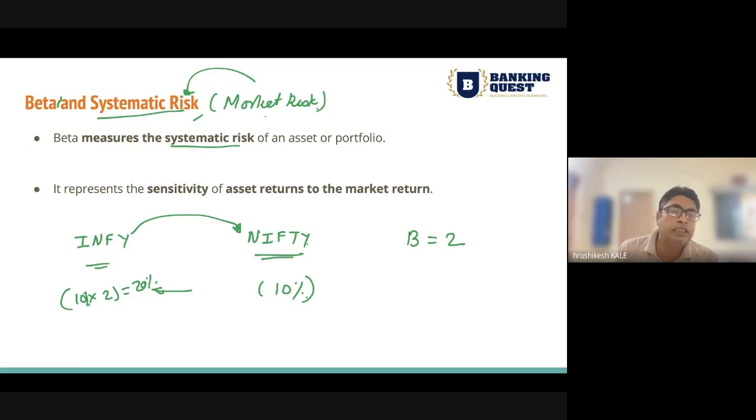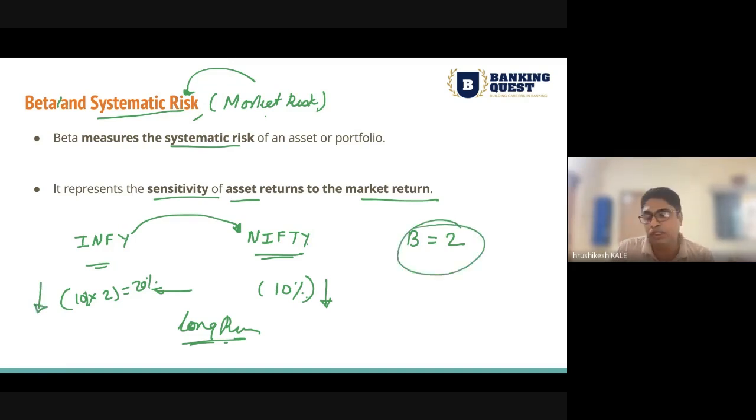Now, does this happen every time? No, it happens just in the long run. So it represents the sensitivity of an asset to the market rate. So if Nifty decreases by 10%, there are chances that Infosys will decrease by 20% if the beta of Infosys is 2. So low beta stocks, high beta stocks, this is nothing but sensitivity to the market.